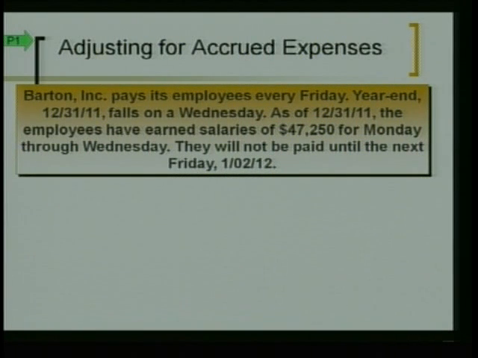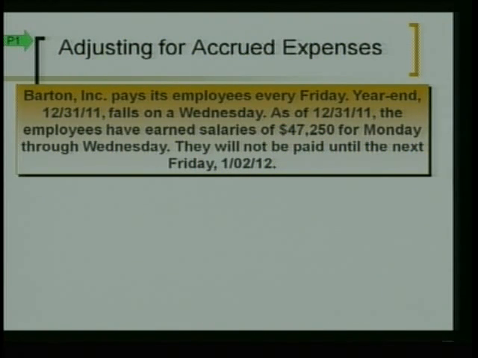Let's say Barton Inc. Company pays its employees every Friday. Now, year end, 12/31/11, falls on a Wednesday. As of 12/31/11, the employees have earned salaries of $47,250 for Monday through Wednesday of that week. Okay? Now, we're not going to pay them until Friday, January 2, 2012. We're not paying them early. But at 12/31/11, do we owe them some money? Yes, we do.